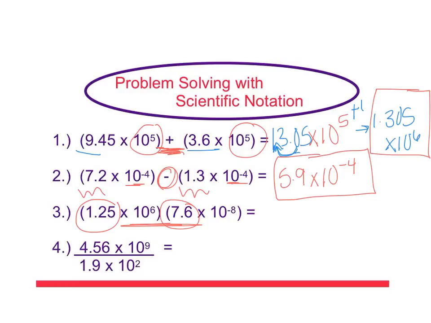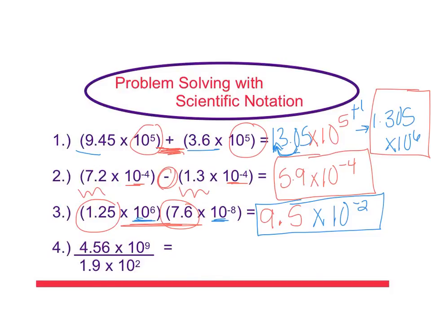So we multiply 7.6 times 1.25, and we get 9.5. Now, our rule says that when we're multiplying, if we have the same base, which we do, we have times 10 and times 10, we add our exponents. So 6 plus negative 8 is negative 2. We have times 10 to the negative 2nd. Let's check our answer and see if it's written correctly in scientific notation. And it is. We have a number that's greater than or equal to 1, but less than 10. And we have our times 10 with an exponent.